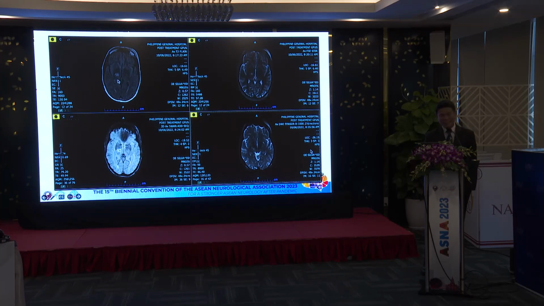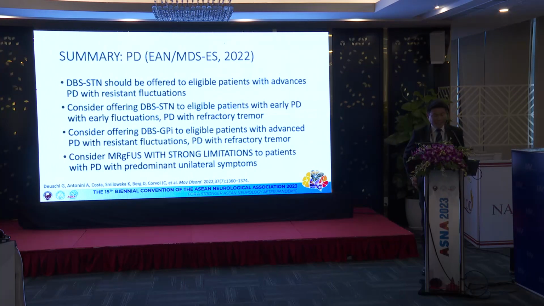So in summary, DBS STN should be offered to eligible patients with advanced Parkinson's disease with resistant fluctuations. We consider offering DBS STN to eligible patients with early Parkinson's disease and early fluctuations, and PD patients with refractory tremor. We consider offering GPi DBS to eligible patients with advanced PD with resistant fluctuations or PD with refractory tremor, and consider HIFU with strong limitations to patients with PD with predominant unilateral symptoms.